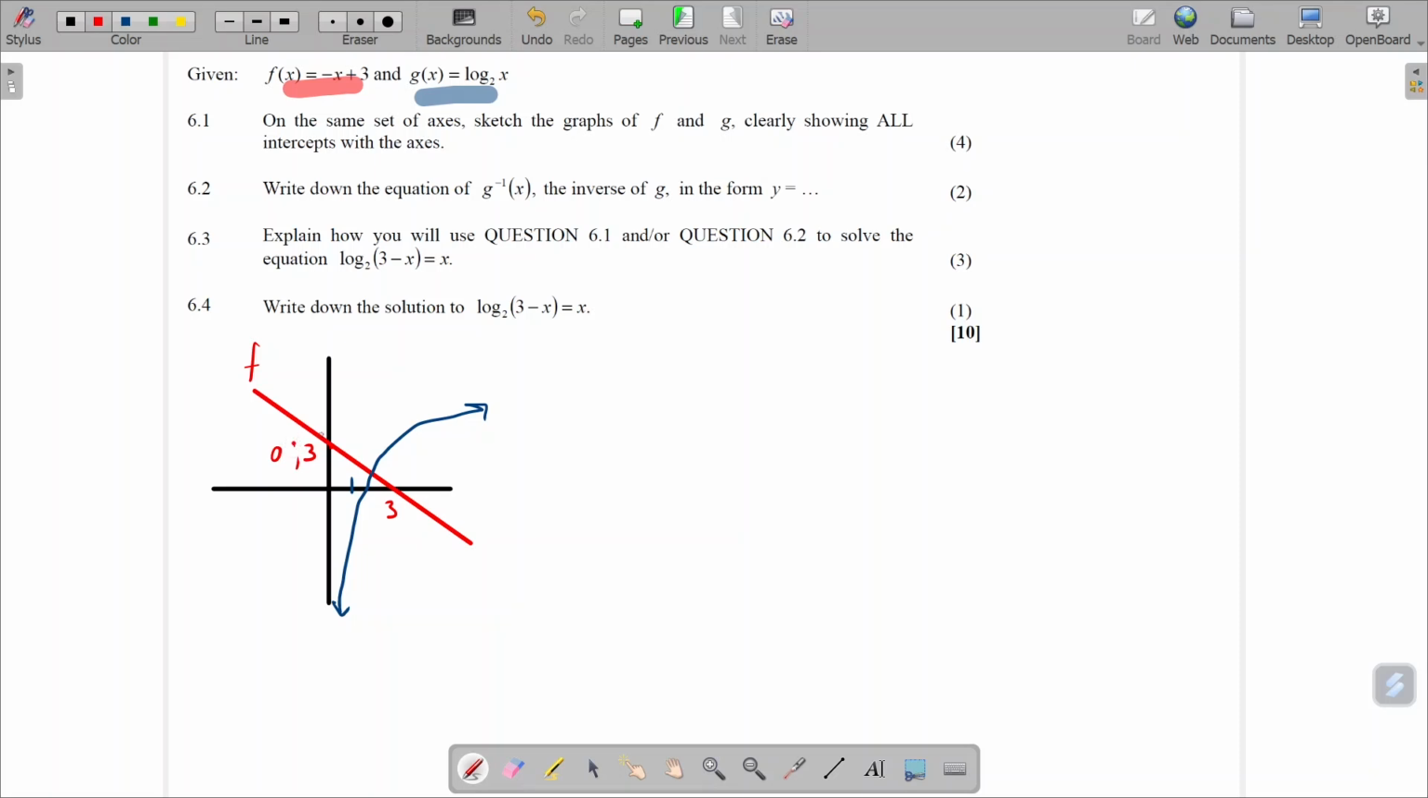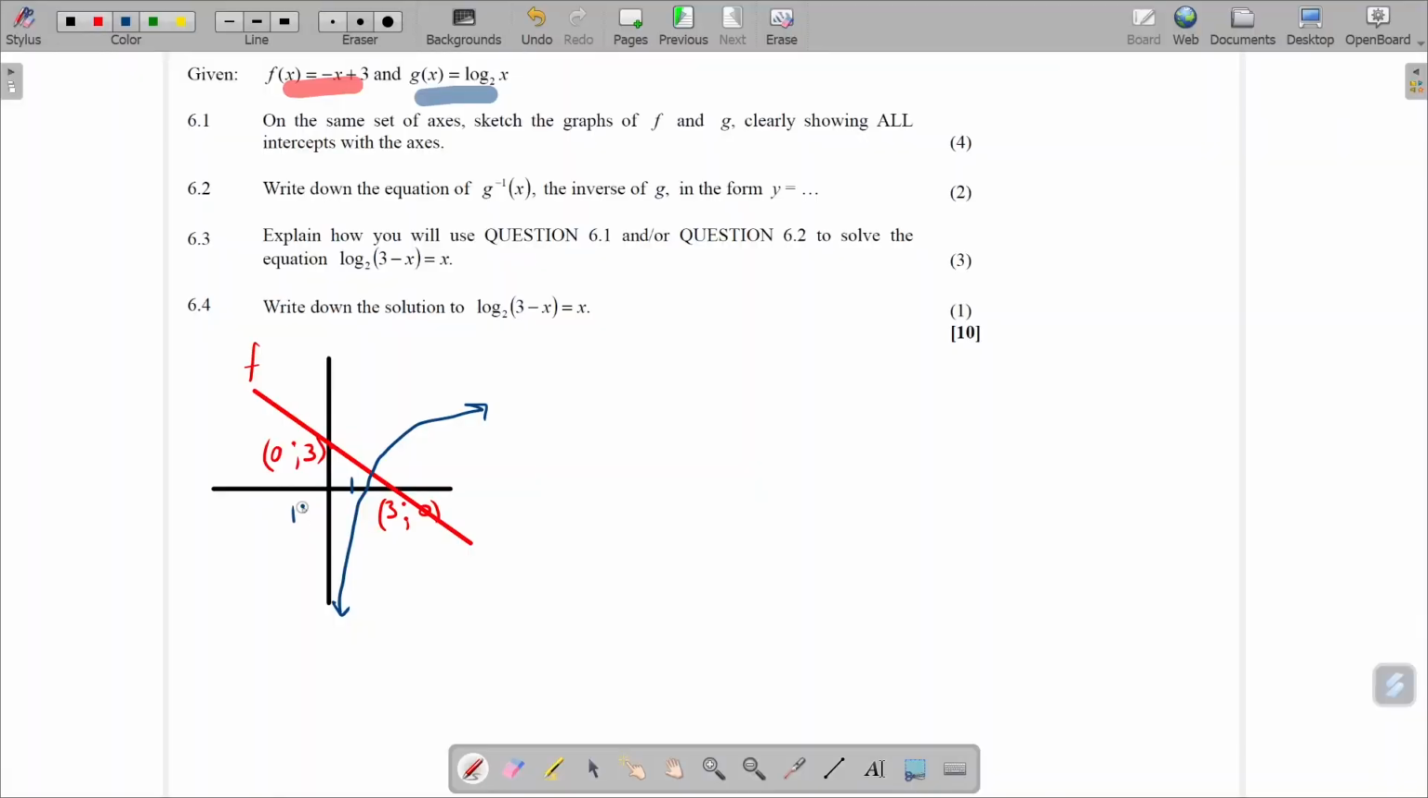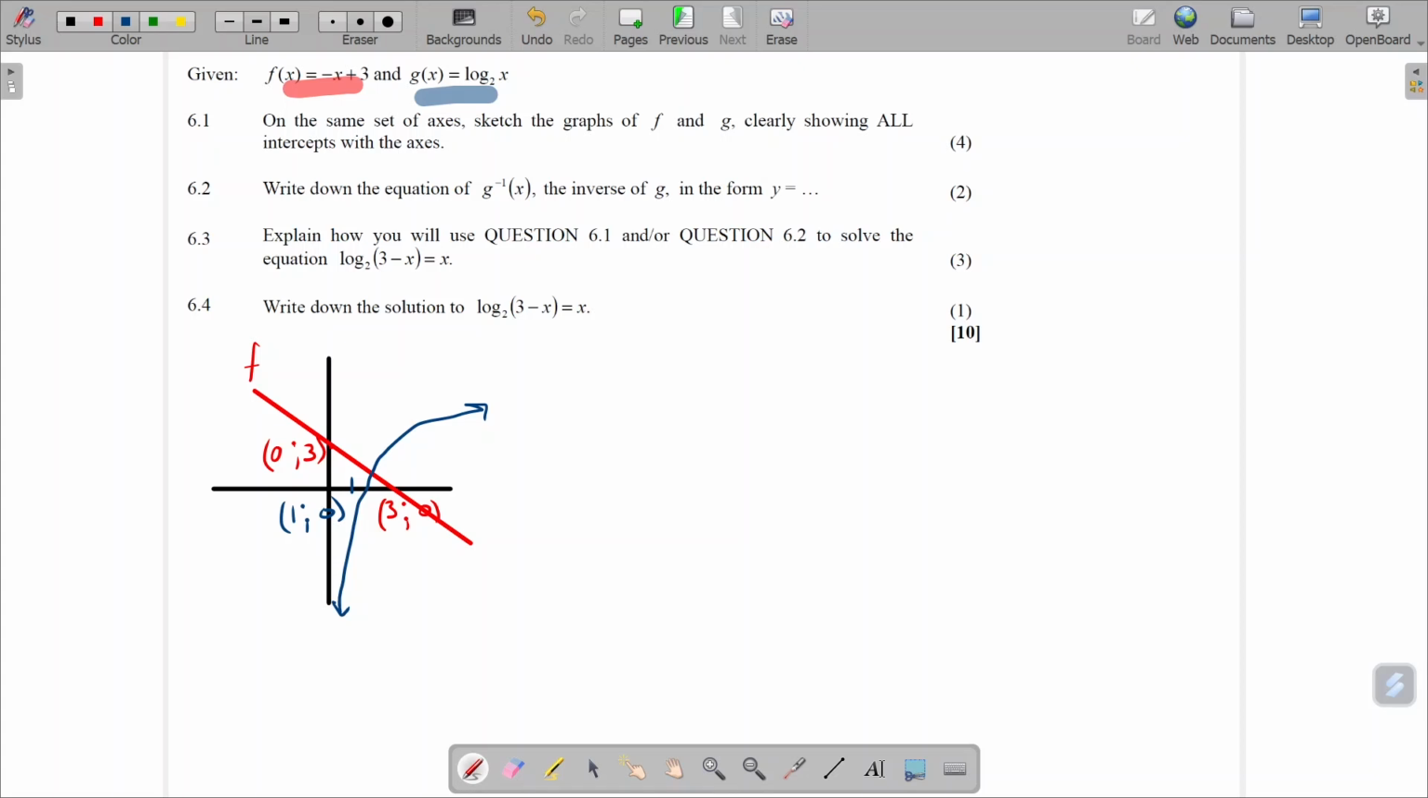And they would say that you would need to label it as being (0, 3) and (3, 0), and that my x-intercept of the logarithm would be (1, 0), not just simply 1. And I would want you to write it down as coordinates, not as single values. Okay, write down the equation of g inverse of x, the inverse of g, in the form y equals.